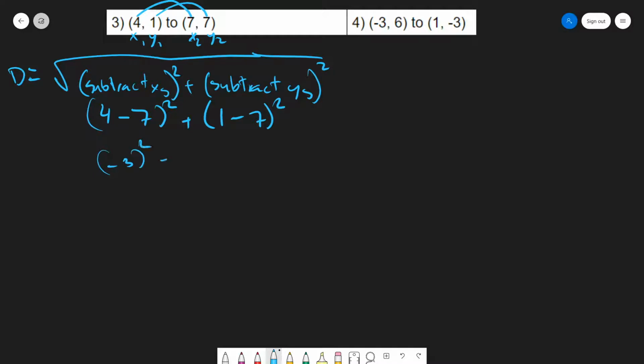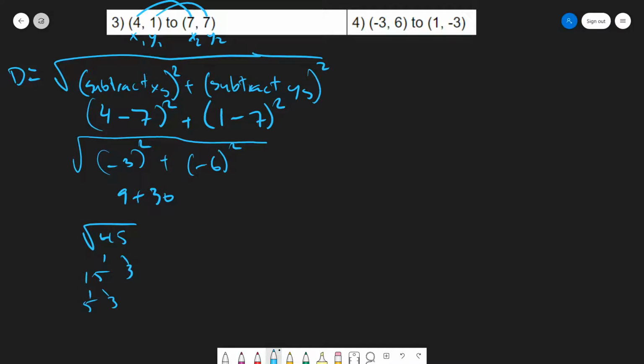Okay, so what's going to happen here? Negative 3 squared plus a negative 6 squared, and we got 9 plus 36. We got a square root of 45. 15 and 3, 5 and 3. I think I've given you this problem before. And we get a nice 3 root 5.